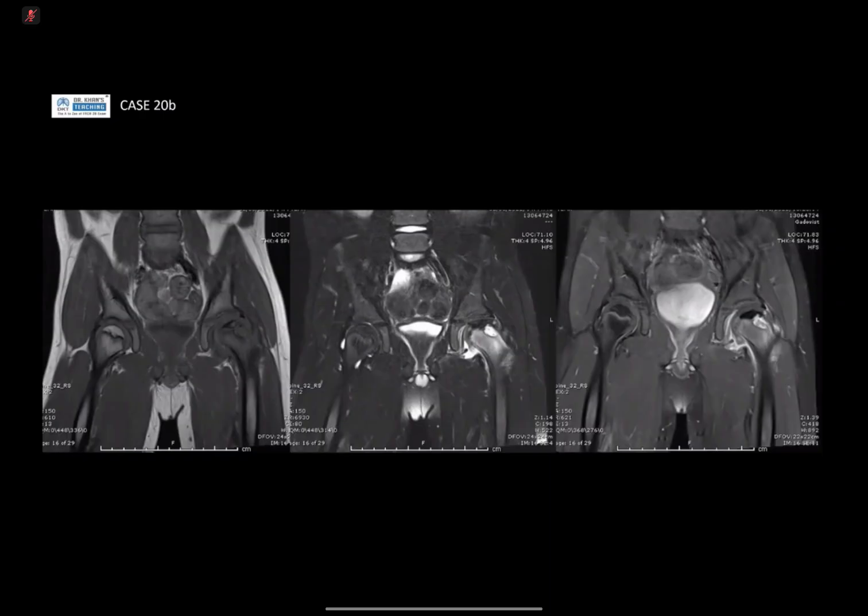Are you changing your diagnosis? Are you adding more to your diagnosis, or are you keeping with the same diagnosis? No, I want to change the diagnosis because this doesn't look to be avascular necrosis. This looks to be a T2 hyperintense area in the neck of the femur with surrounding edema.